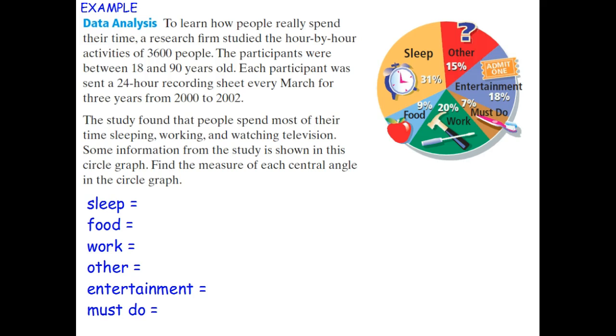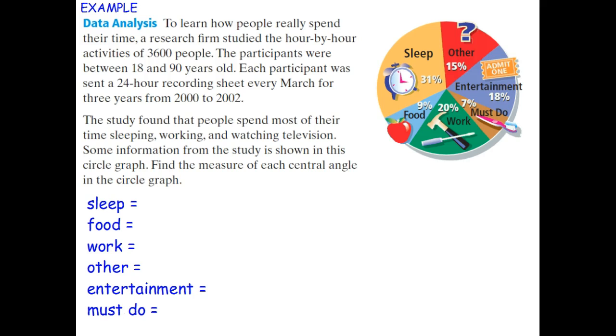Okay. To learn how people really spend their time, a research firm studied the hour-by-hour activities of 3,600 people. The participants were between 18 and 90 years old. Each participant was sent a 24-hour recording sheet every March for 3 years from 2000 to 2002. The study found that people spent most of their time sleeping, working, and watching TV. Some information from the study is shown in the circle graph. Find the measure of each central angle in the circle graph.